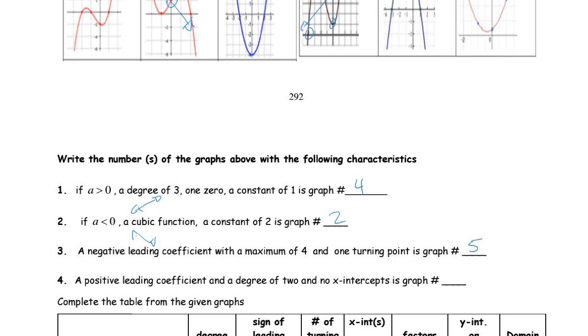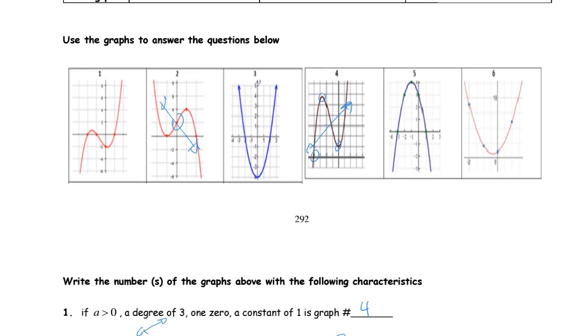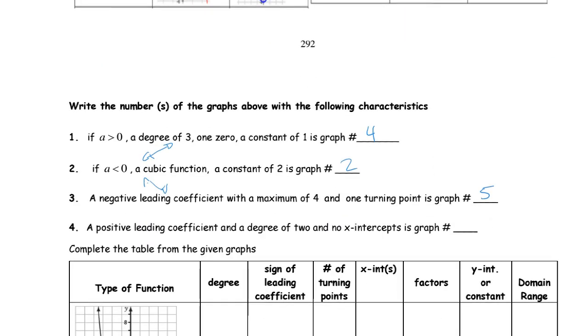Question 4 says a positive leading coefficient and a degree of 2. Okay, so it's a quadratic. It opens up and has no x-intercepts. A quadratic with no x-intercepts. Well, it can't be 3. It's got to be 6. Got to be 6. Okay, and there we go. That's the end of that question here.